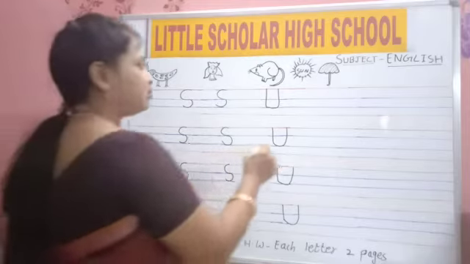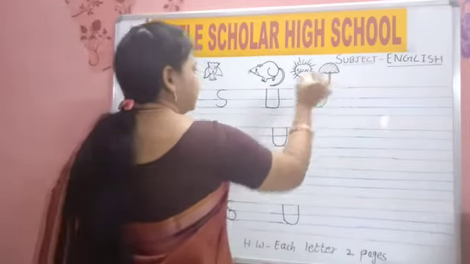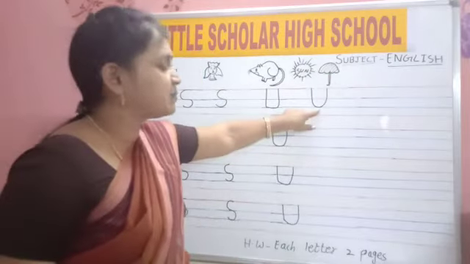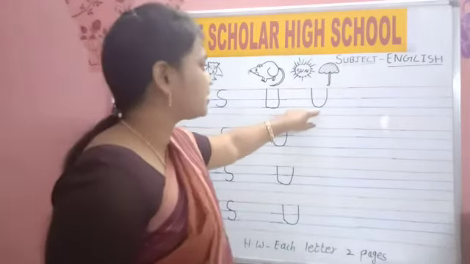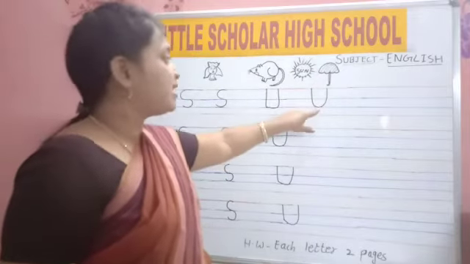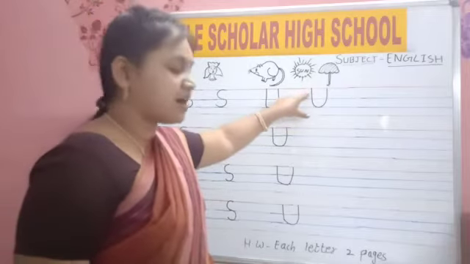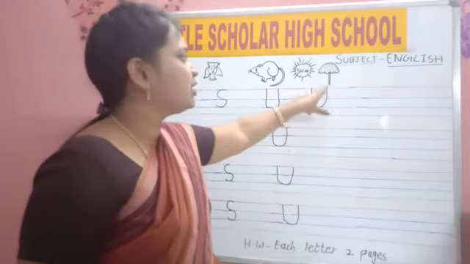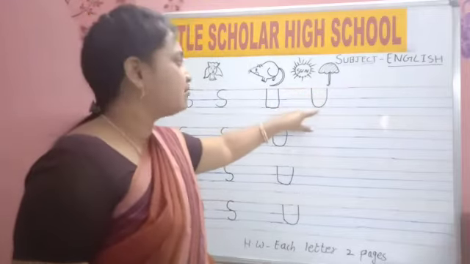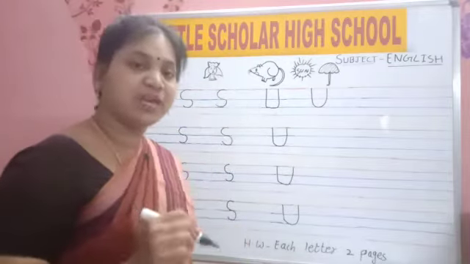Now shall we write U once again without removing hand? You should see the board when I am writing. See? Over. This is U. See how is the shape here? Curve shape. When you are coming down and going up, the lines are straight. But when you are touching the blue line, it should be a curve line.